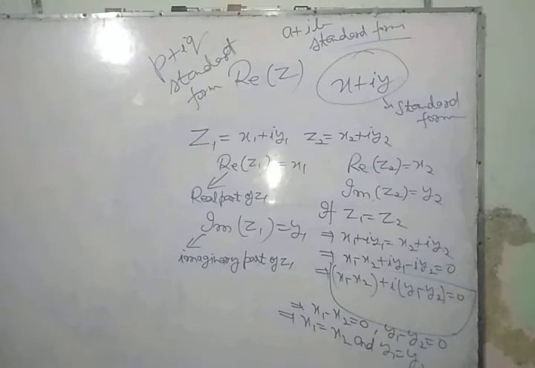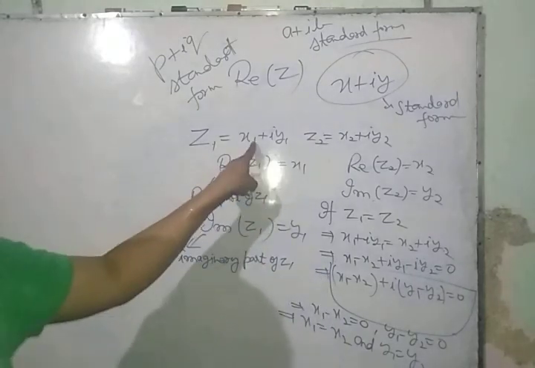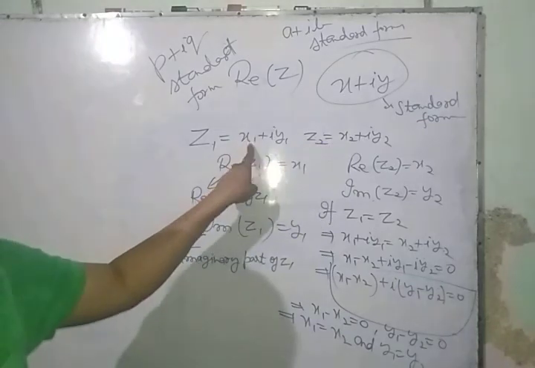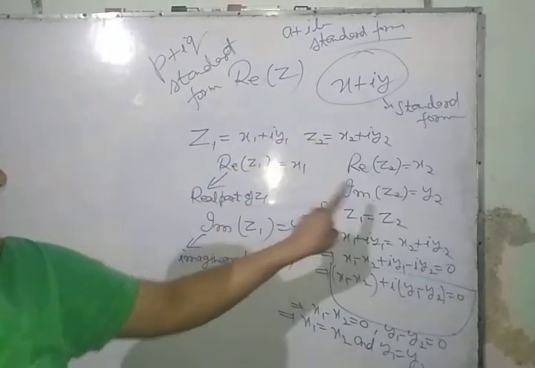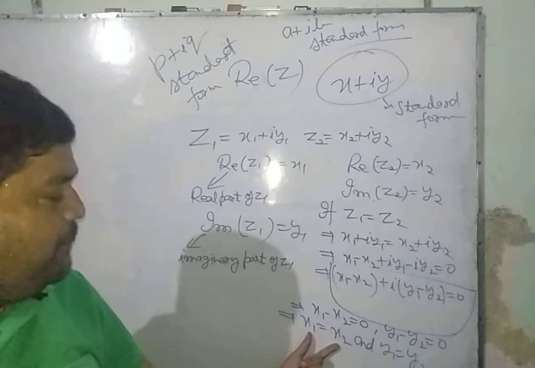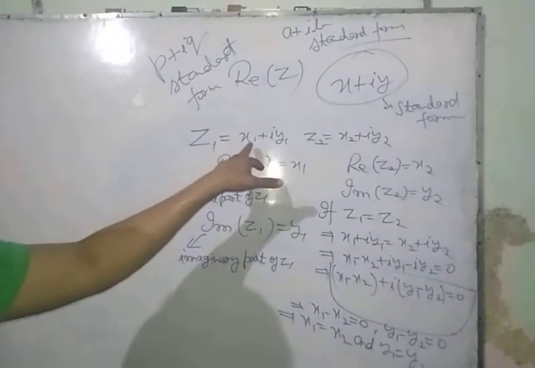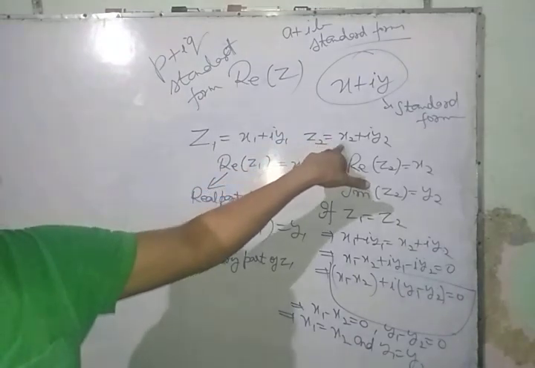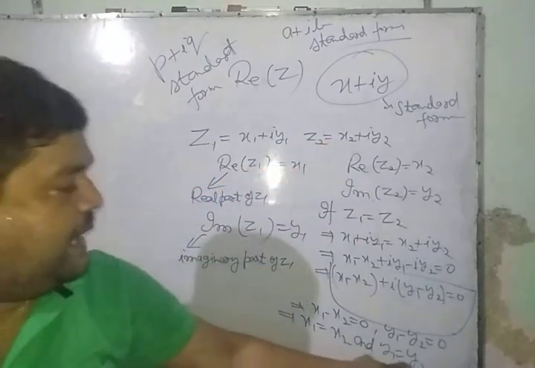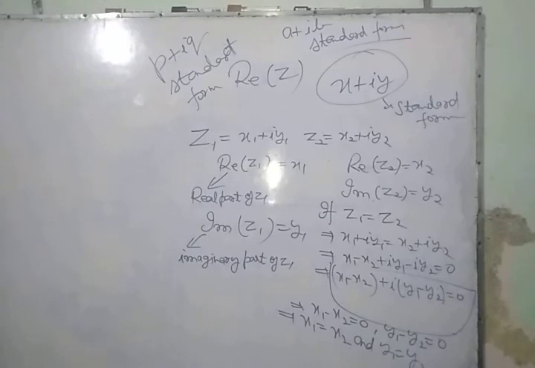So what do we conclude? We conclude that if two complex numbers are equal, then their real parts are also equal and their imaginary parts are also equal. If any two complex numbers are equal, then their corresponding real parts and imaginary parts will also be equal. This is called comparing two complex numbers.